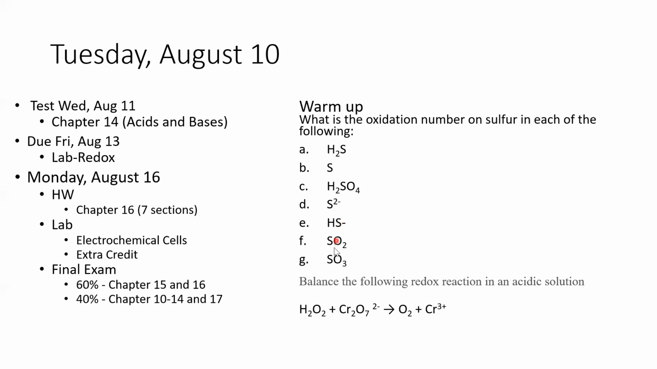Okay. How about sulfur dioxide? Good. Oxygen's a -2. -2 times 2 gives us -4. So sulfur has to be +4. Good. How about sulfur trioxide? +6. Good. -2 times 3 gives us a -6. -6 plus 6 gives us 0. Excellent. Everybody feel good with how we assign oxidation numbers?